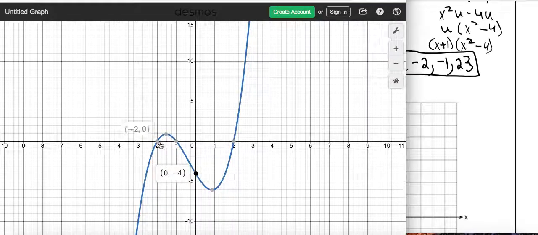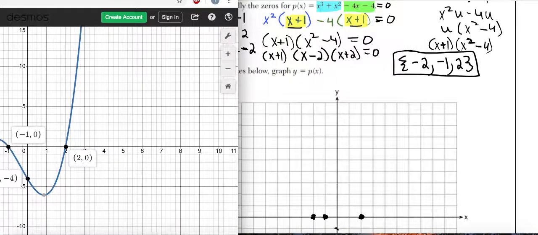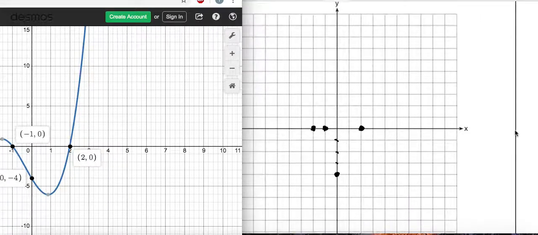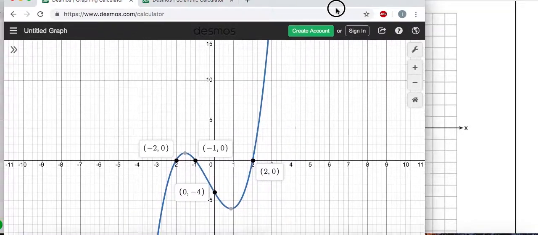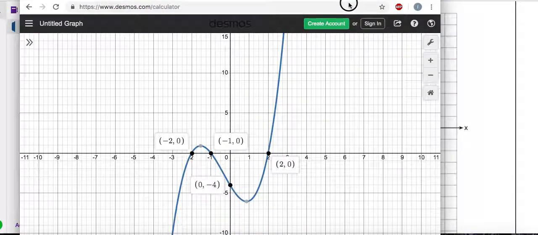So our y-intercept is -4. We already confirmed we got the correct roots, and our y-intercept is also correct at -4 right here. 1, 2, 3, 4. So we know we're fully correct in the first part of the question, and we got the correct points so far. We got 4 of the points so far, 3 x-intercepts and 1 y-intercept, all right? So that we don't need to worry about.